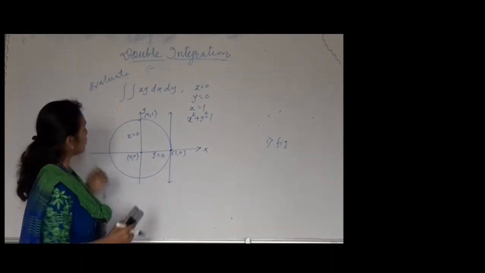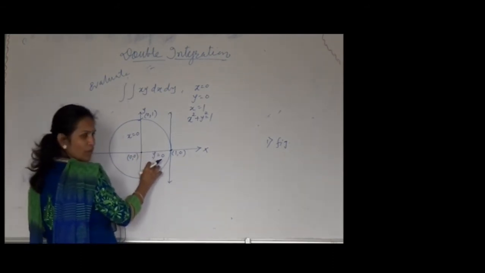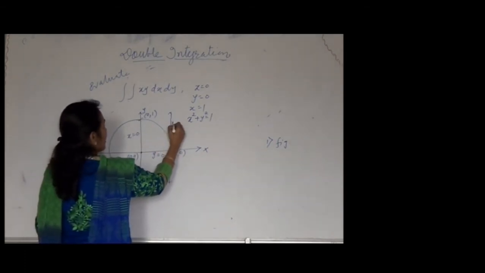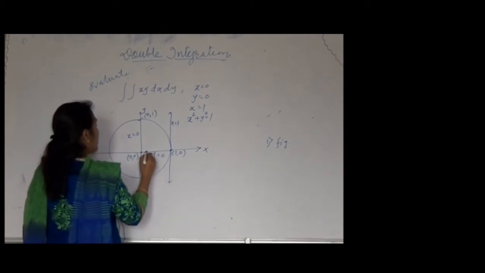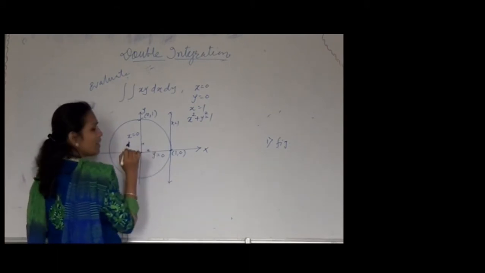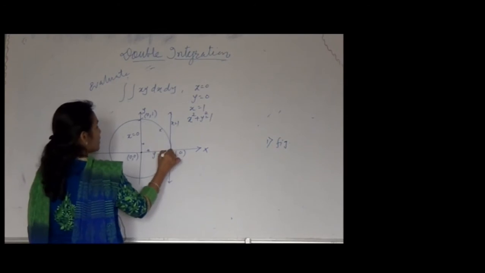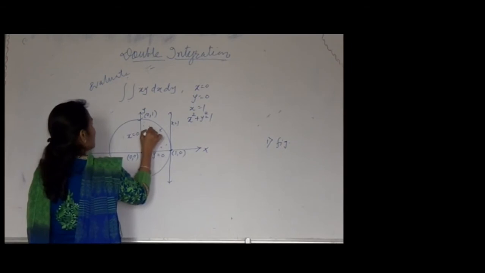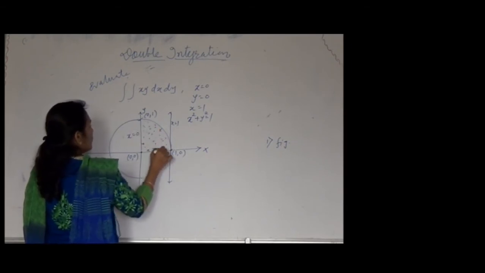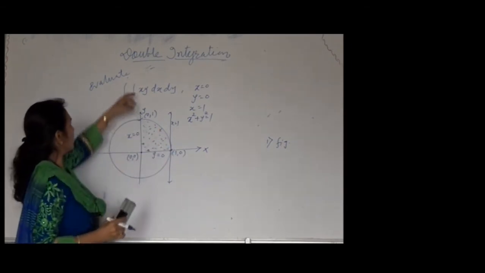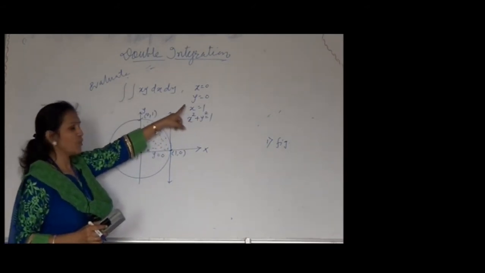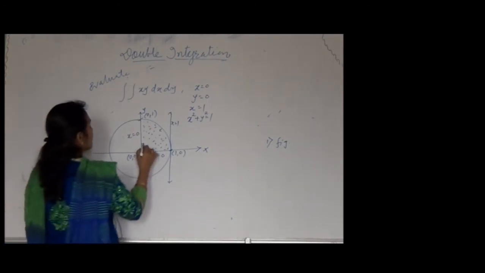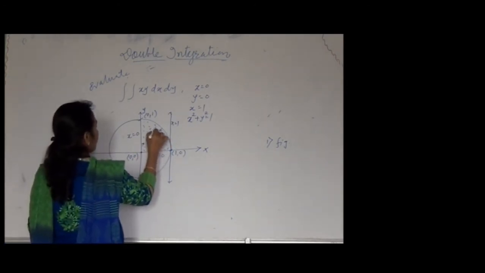First of all, I have drawn the circle x square plus y square is equal to 1. All of us know the x and y axis equations, and then this is the line x is equal to 1. The region is bounded by the x axis, the y axis, the circle as well as this line. We have to shade the common region, which is always in the first quadrant. Now suppose this is my region bounded by all four curves.